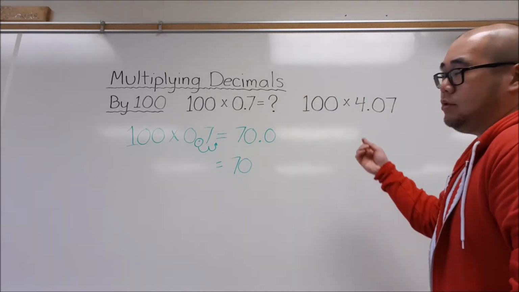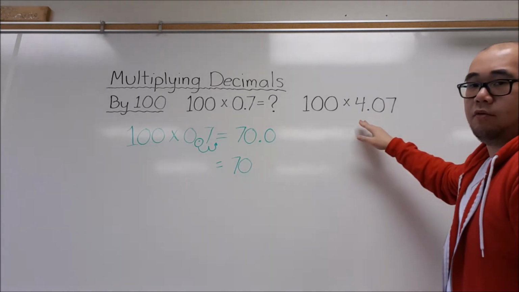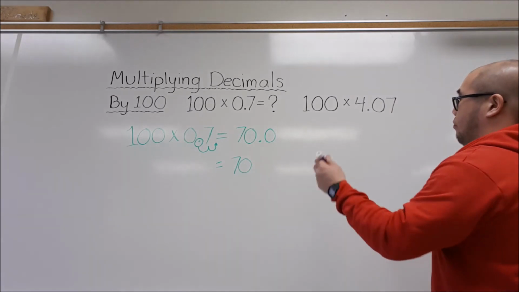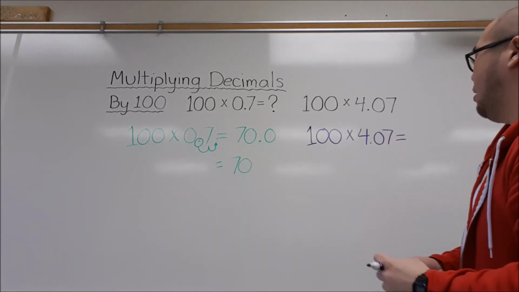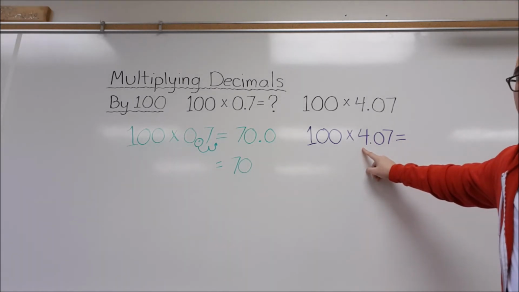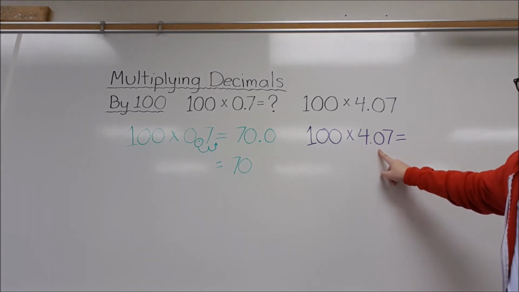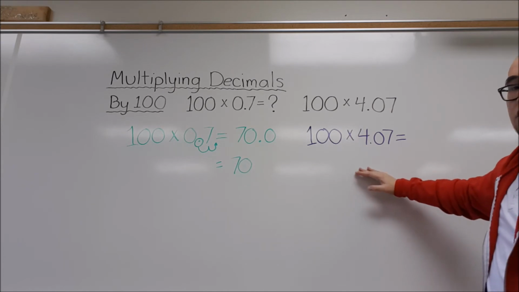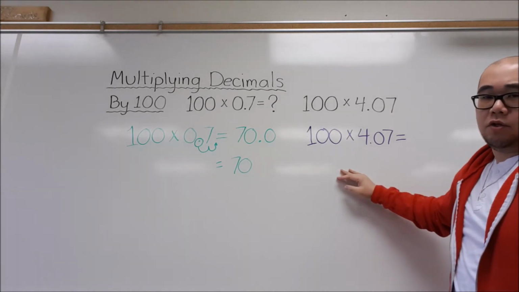Our other example, 100 times 4.07, I'm going to rewrite it again down below. Okay, so now this time we have a ones place value of 4, nothing in my tenths place, and then 7 in my hundredths place. But this doesn't change how I do the question or how I answer the question.